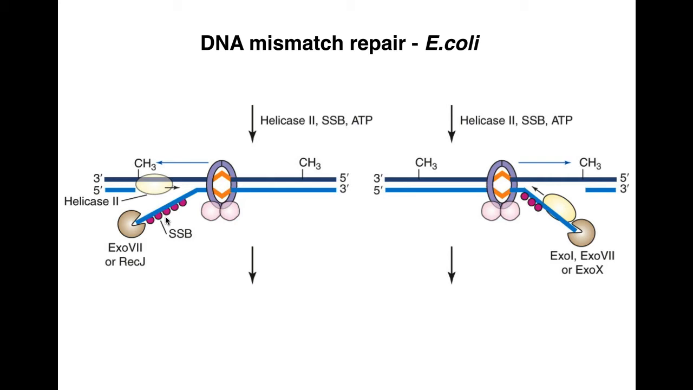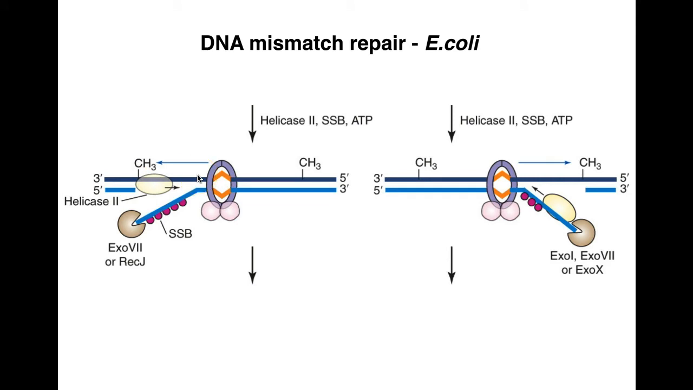So here you see the difference. When we got the incision on the 5' side, we're going to wind up having XO7 or RecJ doing this actual removal activity, versus if we have it on the 3' end, we're going to have XO1, XO7, or XO10 that are going to hydrolyze the next strand in the 3' to 5' direction. So this one is hydrolyzing in the 3' to the 5' direction, and on this side, when we got the 5' end, we're hydrolyzing in the 5' to 3'.